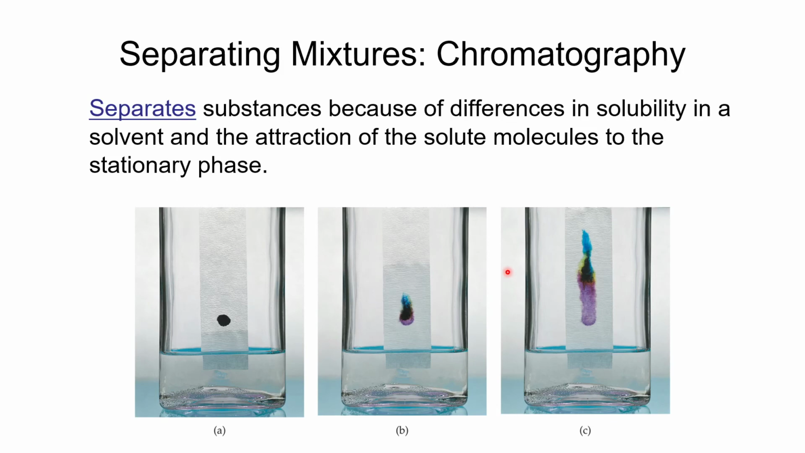We have another separation technique that we call chromatography. And chromatography will separate mixtures based on a difference in solubility in a solvent. And so here we've got just a mark that comes from a pen. The black ink in the pen is made up of several different compounds.